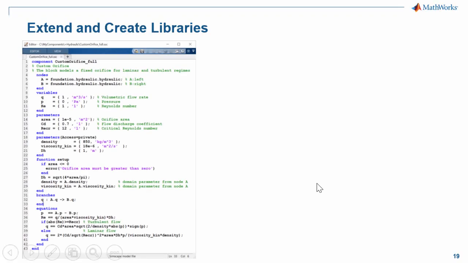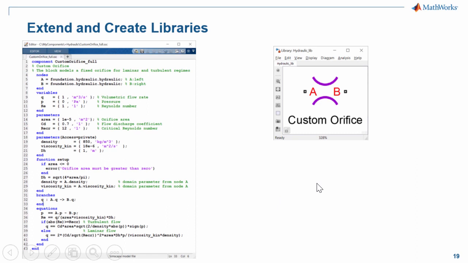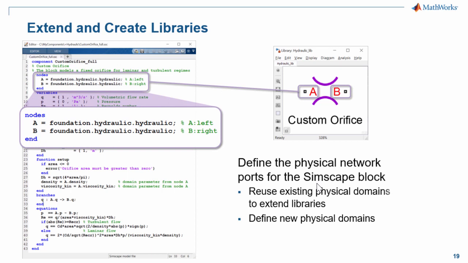This is the source code that implements our custom hydraulic orifice block. The first portion of the code is where we define the hydraulic ports. Our orifice needs to have two ports. We reuse the domain definition from Simscape so that our block is compatible with the rest of the hydraulic libraries.